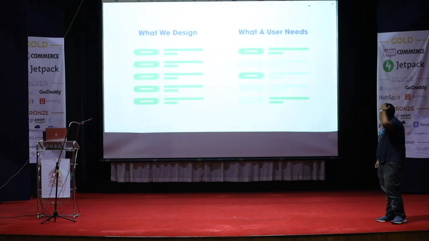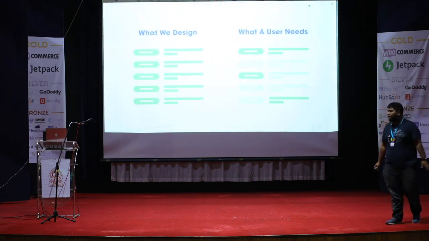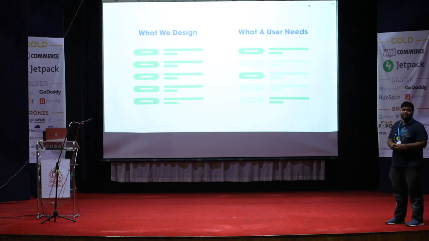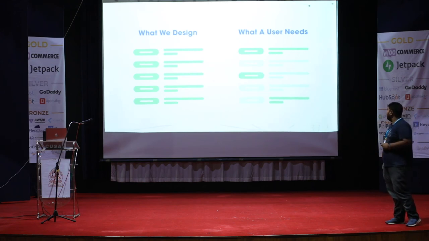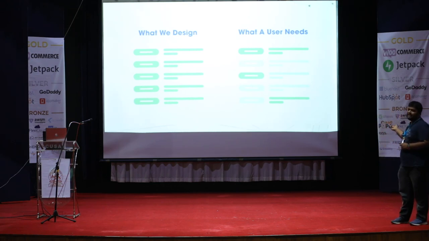Basically, we have so many things to talk about, but there's a time constraint. When you're designing a website or an application, a user doesn't really care about all this stuff. In the left picture, what we design; in the right picture, what a user needs. Because the user only sees those particular areas which they feel they need. They don't go through all the lines and pages and the small things you do with design. They get the important stuff.